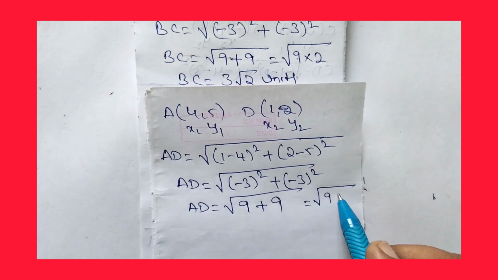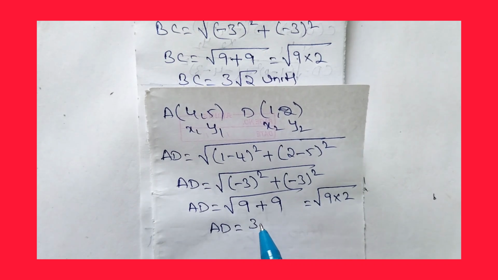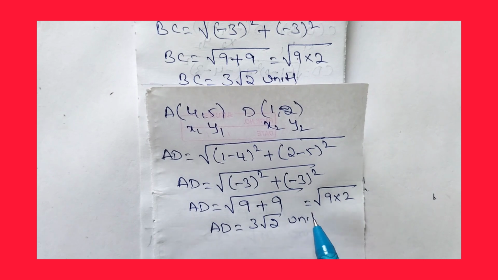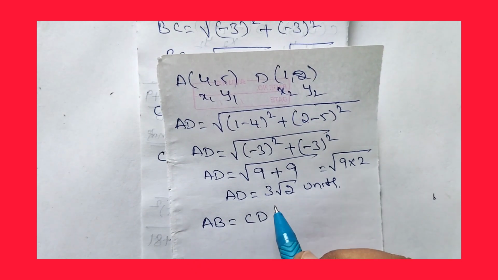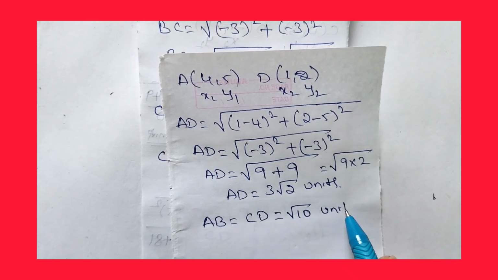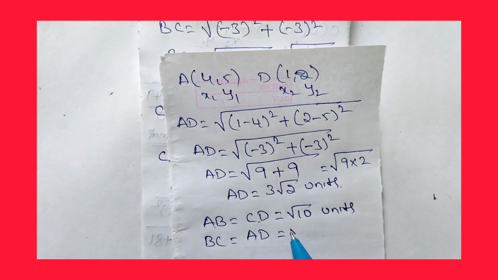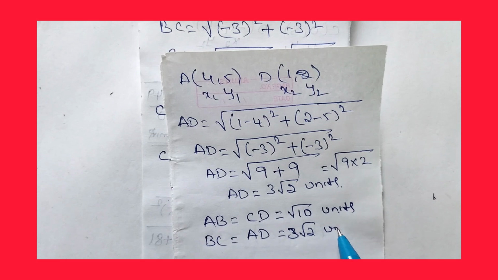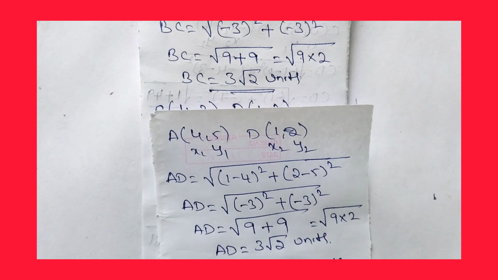That is equal to square root of 9 times 2. So AD is equal to square root of 9 times 2, which is 3 root 2 units. In this question AB is equal to CD, because AB is root 10 and CD is also root 10 units. So for AB, CD is the opposite side. And BC is equal to AD, because BC is 3 root 2 units and AD is also 3 root 2 units. So here opposite sides are equal.